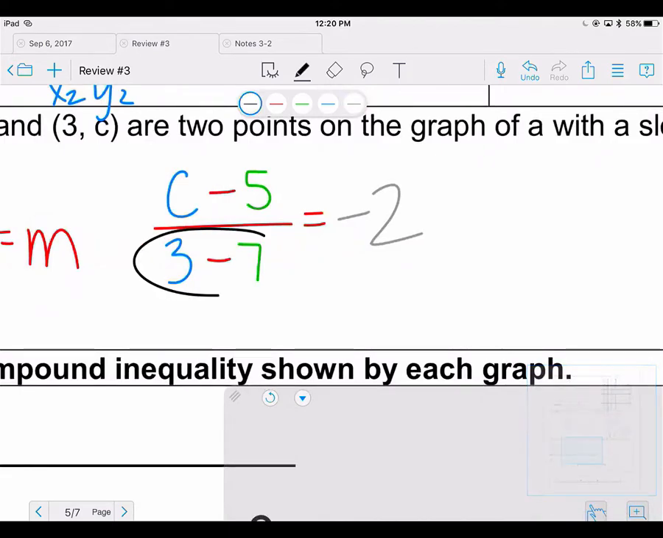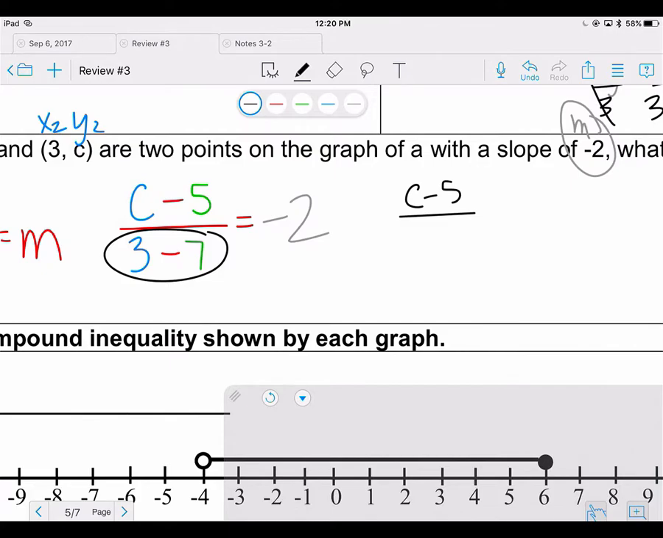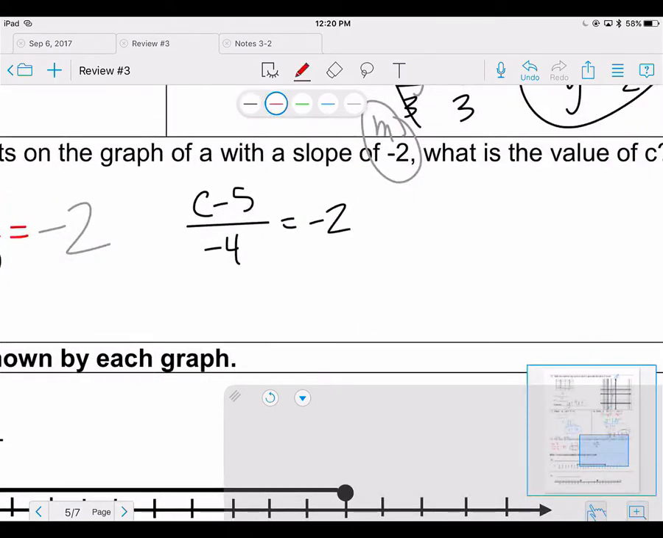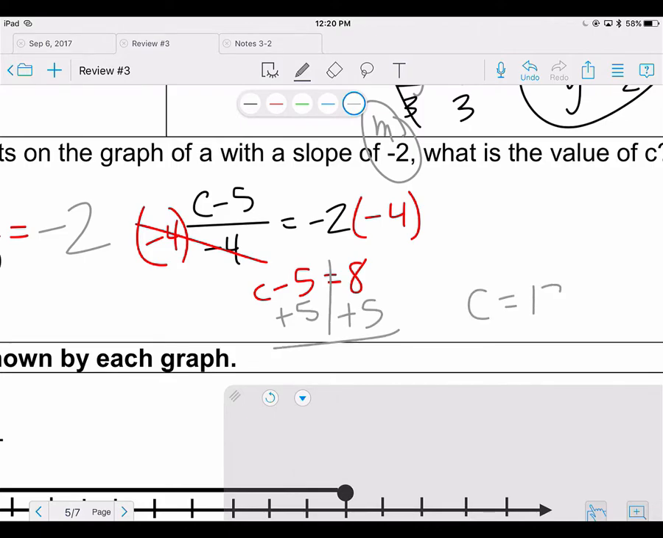From here, what I'm going to do is combine my like terms on the bottom. So negative 3 minus 7 is negative 4. Everything else stays the same. And then we multiply both sides by negative 4. So c minus 5 equals 8. And then add 5 to both sides. C equals 13. Again, remember when it is a multiple choice question, you can just take all of your values, plug in for c, and see which one gives you that slope.